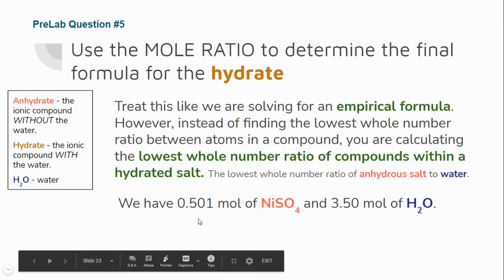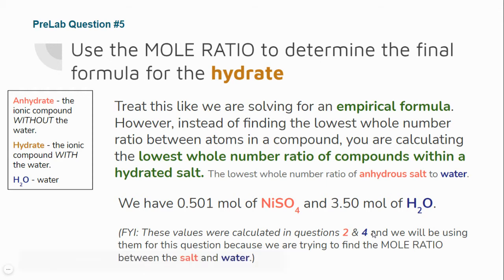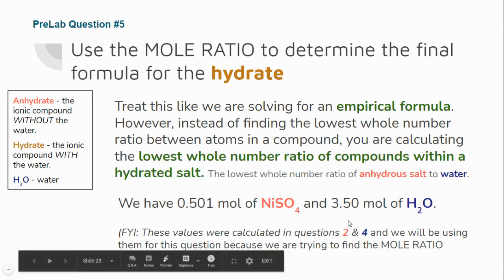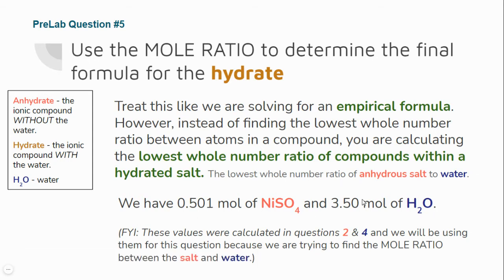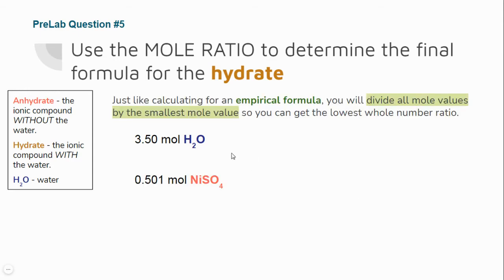So we calculated 0.510 moles of NiSO4 and 3.50 moles of H2O. Keep this in our back pocket. Remember, these are the values that we calculated in question number 2 and 4, and we will be using them for this question because we are trying to find the mole ratio between the salt and the water. So we need the moles for salt and moles for water to find the mole ratio.